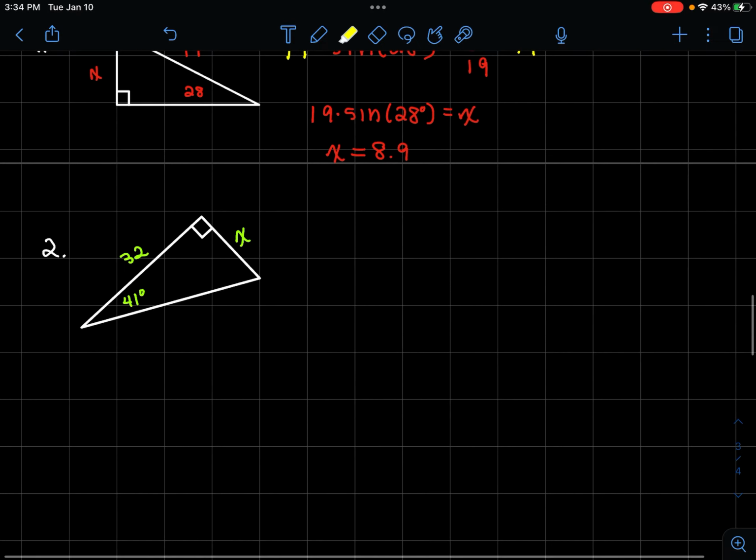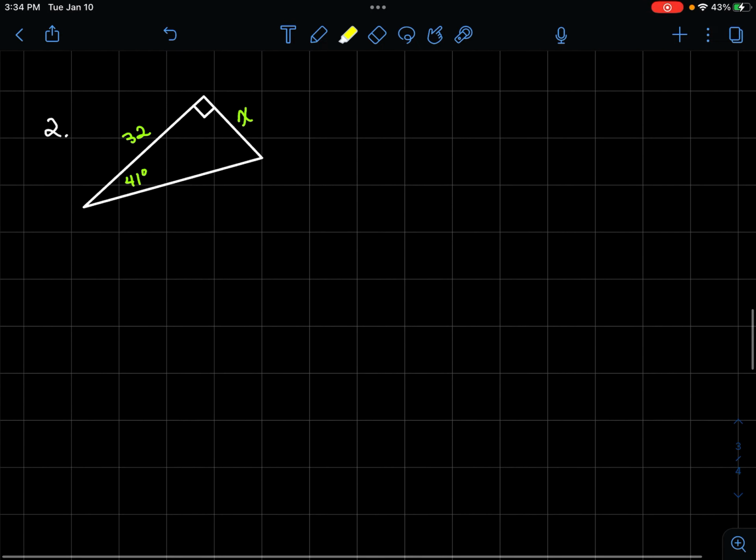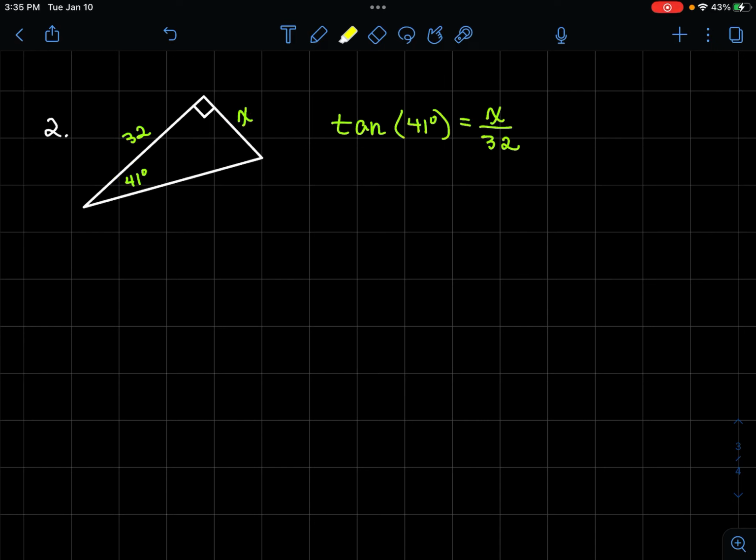Let's try a couple more. Here we have another right triangle with our angle 41 degrees. This time the side x, again, is also the opposite side. However, 32 would be considered the adjacent side. So which trig function would use the opposite and the adjacent? That trig function would be tangent.